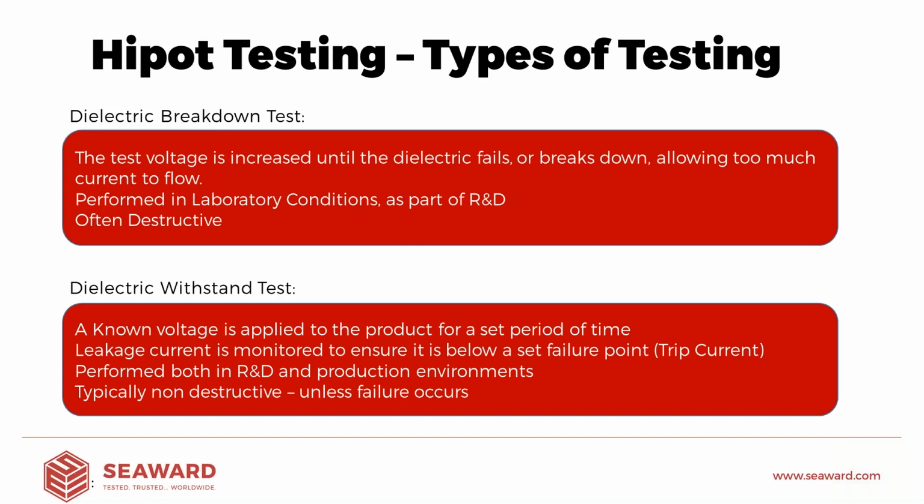So the more common test that we tend to do is the withstand test. The withstand test is much more simple. We apply a known voltage, generally set by the standard or by methods we'll cover as we move through the presentation, for a set period of time. Providing nothing fails, the product is deemed to be safe. We do that by monitoring the leakage current and making sure it's below our set failure point, i.e. our trip current.